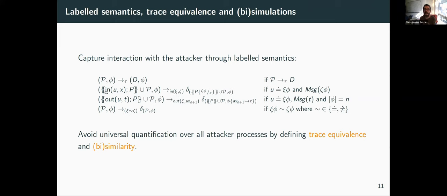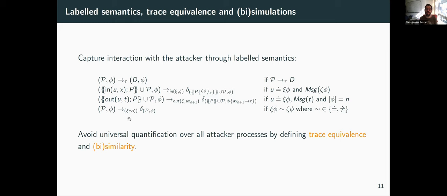So typically, if there's an input available, this input could be given by the attacker, if these are messages that the attacker can deduce, and we're recording them in the labels. And so rather than putting an attacker in parallel, we're just specifying the attacker on the labels that can be done, moving from an unlabeled transition system to a labeled one.